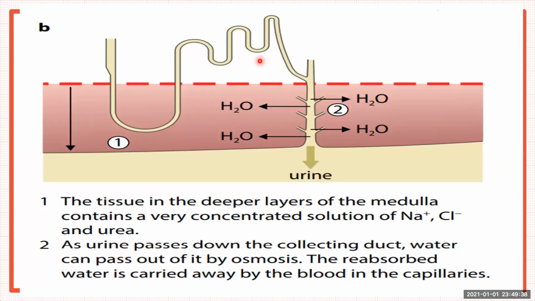So this part here below the dotted line is the medulla. The tissue in the deeper layers of the medulla contains a very concentrated solution of sodium chloride, right? And it contains urea as well, right? Because of that, as the urine passes down the collecting ducts, water moves out by osmosis, because there is already a very strong concentration of sodium chloride. So water will diffuse out of the collecting duct into the capillaries then.